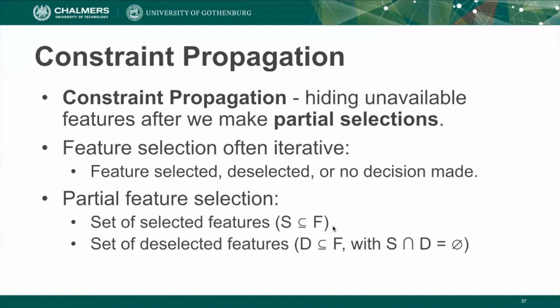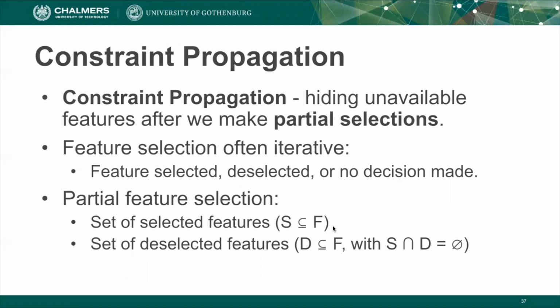So far, we've specified feature selections as a set of features and assume that all features not within the set are deselected. In contrast, in a partial selection, we've not yet made a decision about all features. This is normal, as product configuration and derivation is often an incremental process. So there's three possibilities here. A feature is selected, a feature is deselected, or no decision has been made yet.